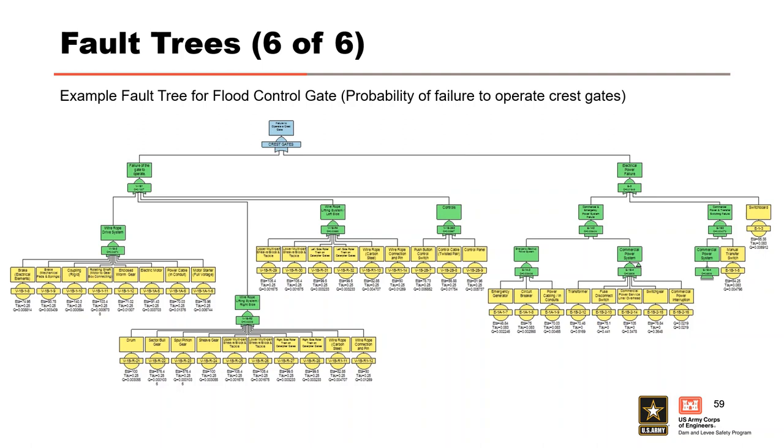Here is an example of a fault tree for a flood control gate. There are many components comprising the mechanical and electrical system. Often, if one of the components fails, then the entire system fails. Teams should sift through the various components to determine which ones are driving the system failure.